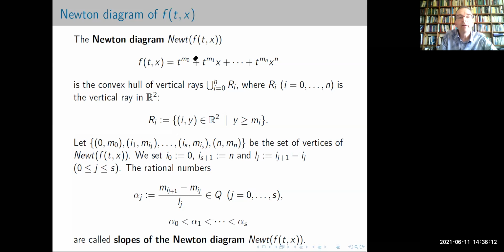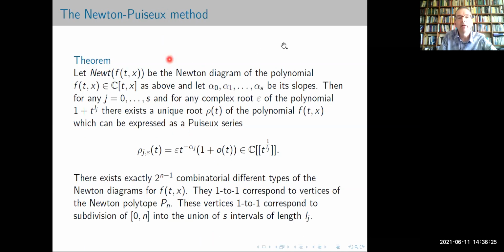Now, as soon as I have this method applied to the diagram, I can evaluate the non-Archimedean value of roots. So the theorem says that from the Newton diagram with slopes alpha zero, alpha one, alpha s, we can obtain roots of our polynomial. This root starts with some roots of unity of minus one of degree lj, where lj is a difference appearing in the denominator.